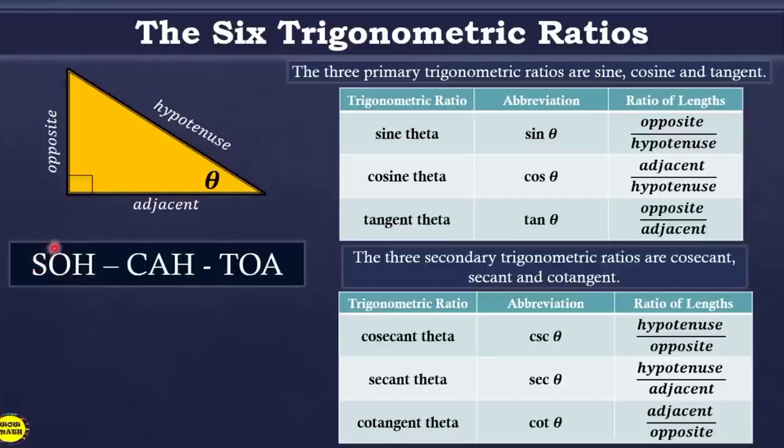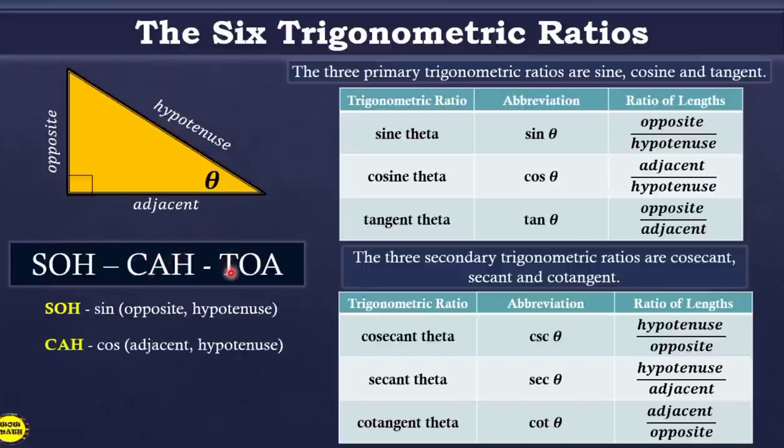Kasi for sine, that is opposite over hypotenuse. For cosine, that is adjacent over hypotenuse. And then for tangent, that is opposite over adjacent. Okay? So, ito lang po ang tatandaan natin. SOHCAHTOA. So, when you know the acronym of SOHCAHTOA, then it is easy for you to identify what side you are going to get as your ratios. Okay?